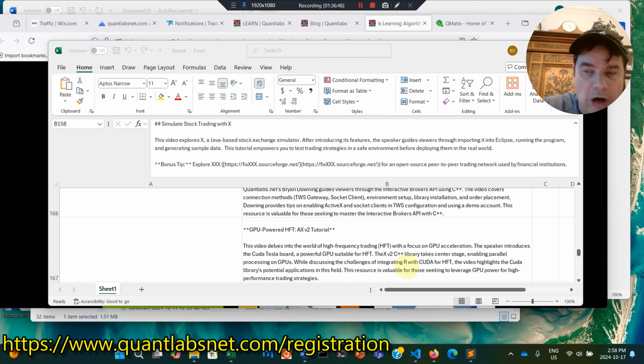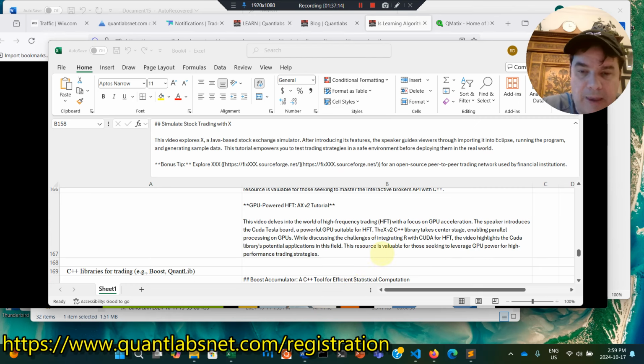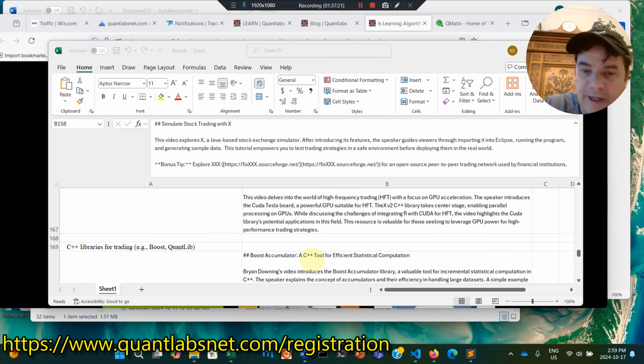Challenges of migrating R with CUDA, which could still happen. I don't know. CUDA for HFT, because at the time when I looked at it, there were examples of trading applications using CUDA. That's the proprietary library to use CUDA and the GPU functions of NVIDIA. The video highlights the CUDA library's potential applications in this field. Resources valuable for those seeking to leverage GPU power for high performance trading strategies.